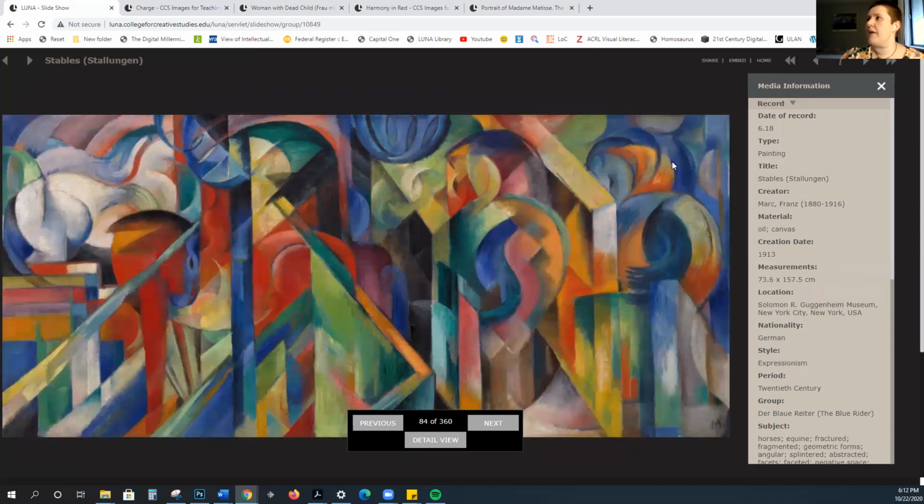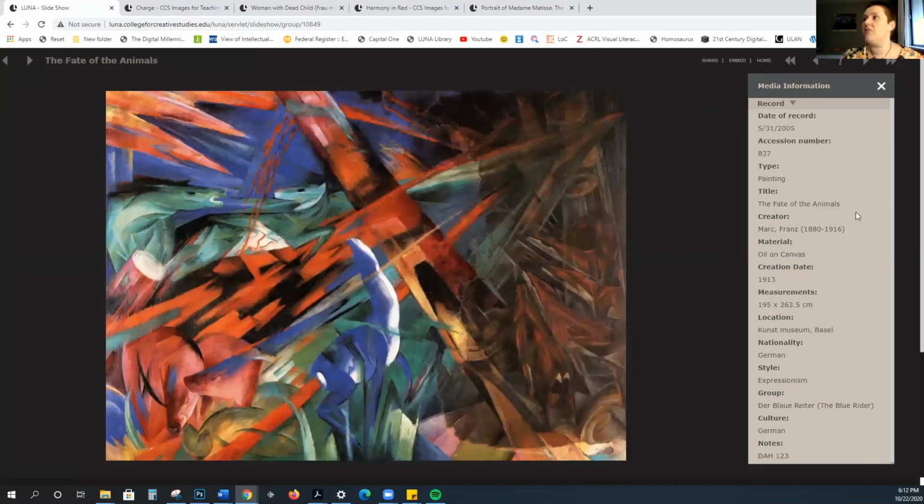And if we keep moving, he moves into work like the stables here, which is increasingly abstracted. So remember, we don't yet have pure abstraction, but these artists are moving towards it until finally we have the fate of the animals. And this is one of the last works by Marc. He dies the next year. It's from 1913, so just before the war starts.